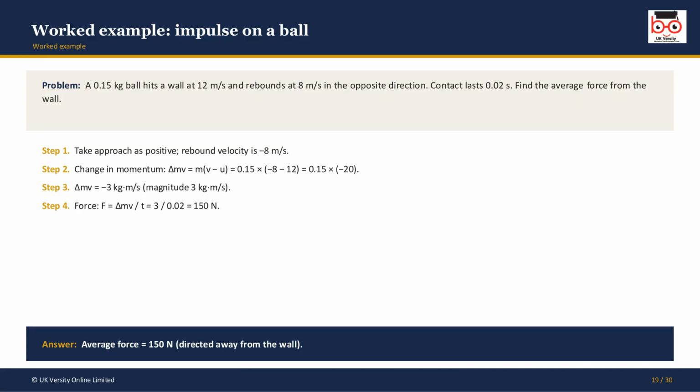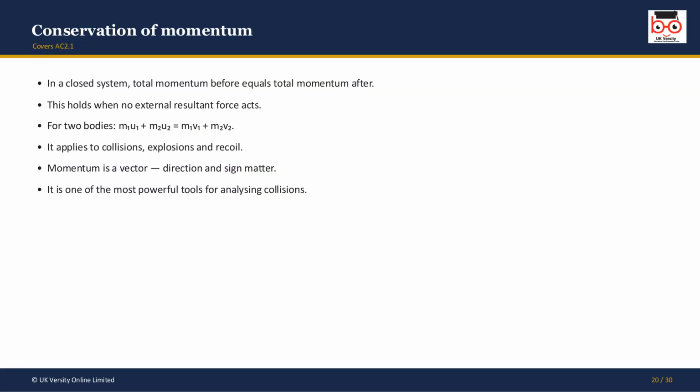Take the approach direction as positive, so the rebound velocity is -8. The change in momentum is the mass times the change in velocity, 0.15 times (-8 minus 12). That's 0.15 times -20, giving -3 kilogram meters per second, a magnitude of 3. The average force is that change divided by the time, 3 over 0.02, which is 150 newtons, directed away from the wall.